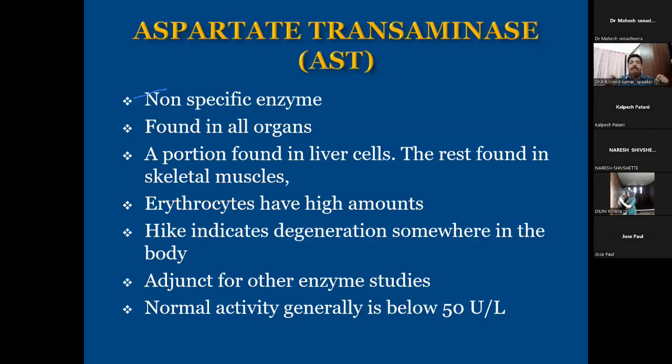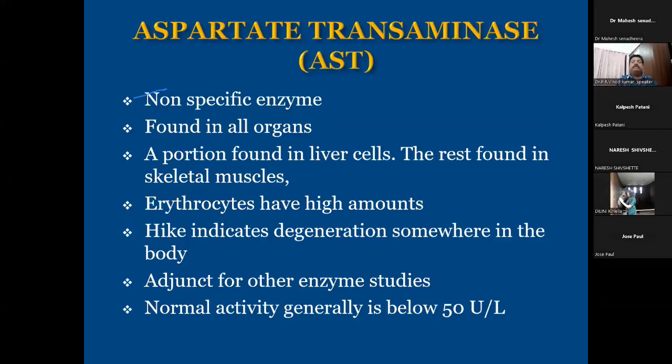But when you want to see whether the liver is involved, you have to see ALT plus AST. When you are taking ALT plus AST, if both are elevated, you can say that the liver is involved. If ALT is normal and AST is elevated, you can say that the liver is not involved, but there is degeneration somewhere in the body, which we will have to find out.